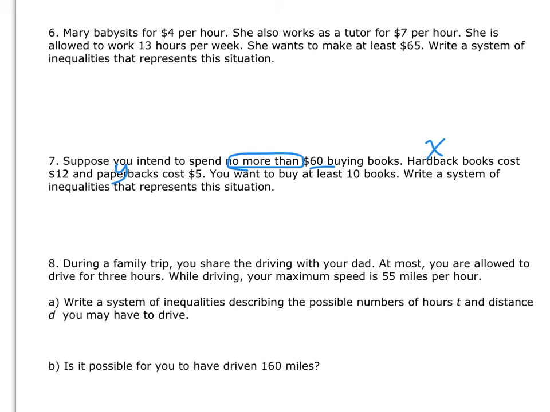All right. So hardback books cost $12. So if I say 12 times X, that's the amount of money I've spent on hardback books, right? Plus 5 times Y is the amount of money I have spent on paperback books. No more than, that's going to be less than or equal to 60. I totally agree.